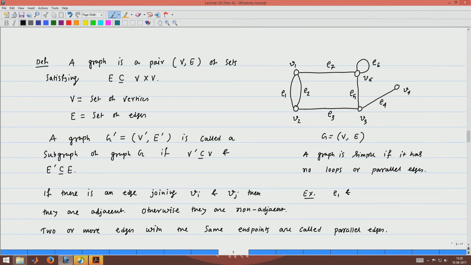E 1 and E 2 are parallel edges, and E6 is a loop. E6 is a loop, whereas E1 and E2 are parallel edges because they have the same endpoints.